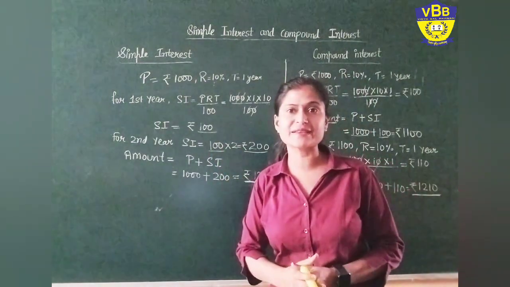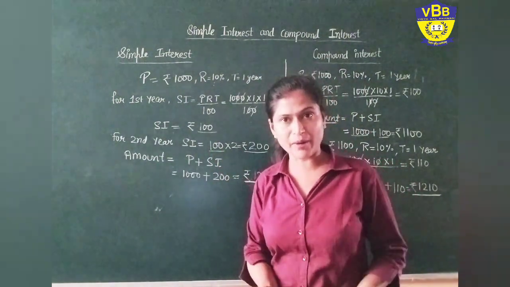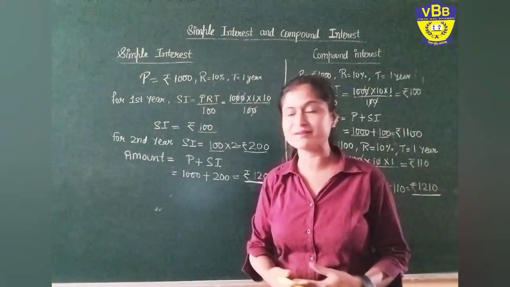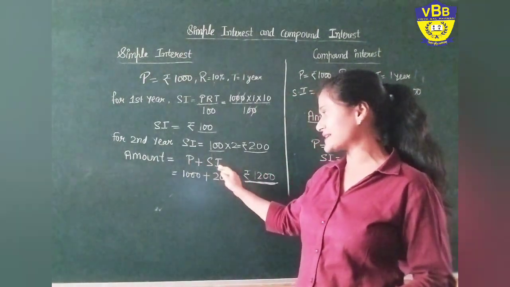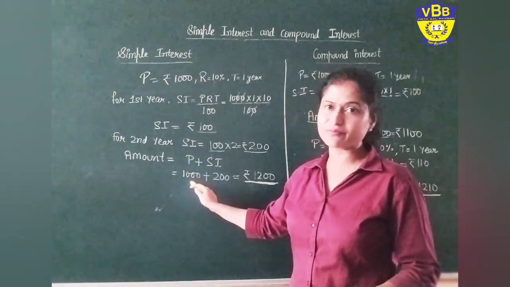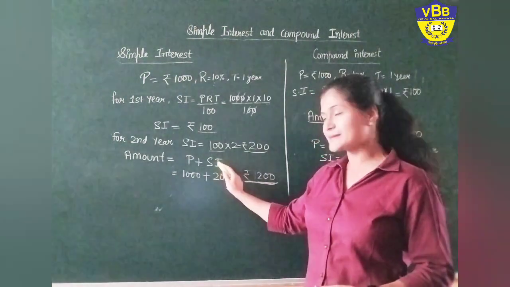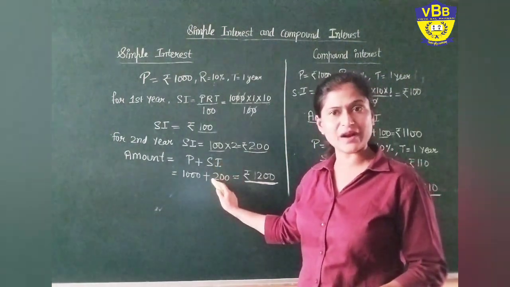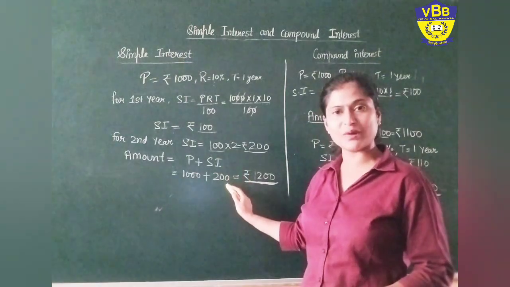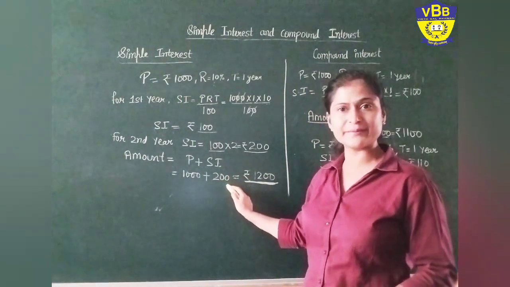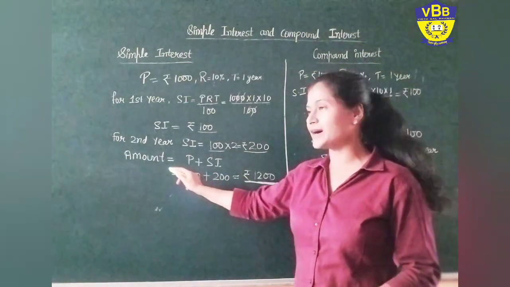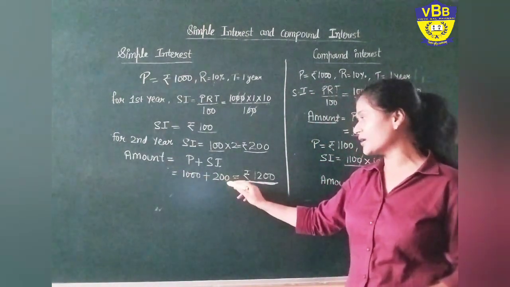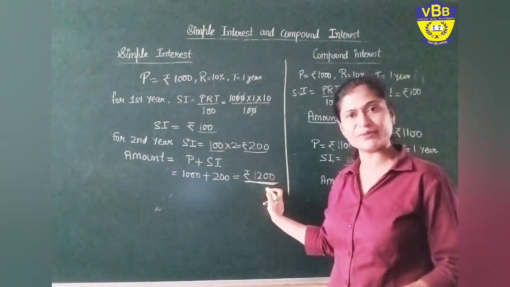If someone asks what amount you will get after 2 years, that will be P plus SI. 1000 as a principal. Simple interest for 1 year is 100. For the second year it is also 100. 100 plus 100 becomes 200. So the amount will be 1000 plus 200, it becomes 1200 rupees.